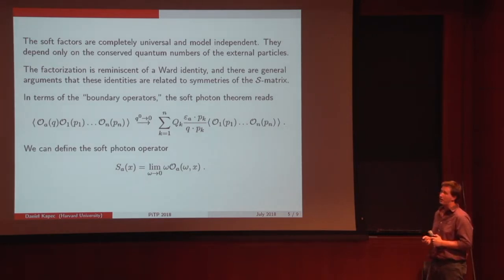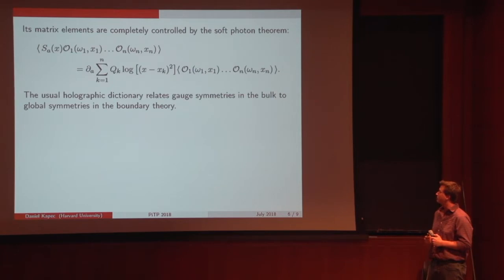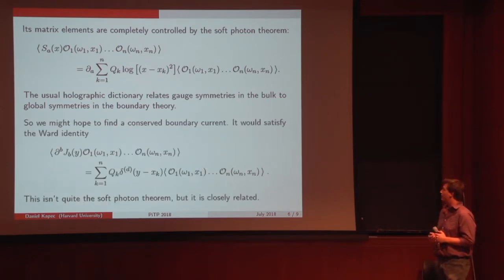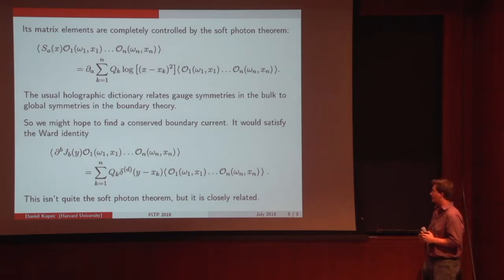It's some sum of kinematic factors weighted by U(1) charges of the asymptotic states. So if I define a soft photon operator, which basically projects onto the leading Weinberg pole in the soft limit, I can calculate its matrix elements using the soft theorem, and it has a very simple form. So if we follow our nose, ordinarily, if we have a gauge theory in the bulk, we get some global symmetry in the boundary theory, so we might hope to find some conserved boundary current. If we did, it would satisfy the usual Ward identity.